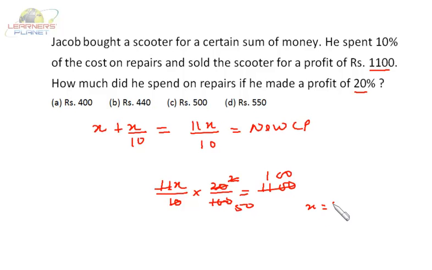That means X is equal to 5,000. Now 10% of 5,000 he has spent on repairs. That means 500 he might have spent on repairs. I hope you are clear.